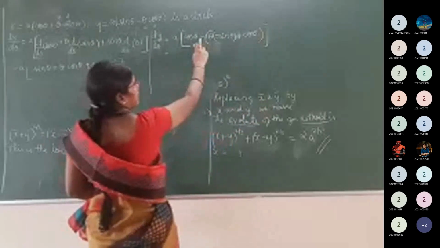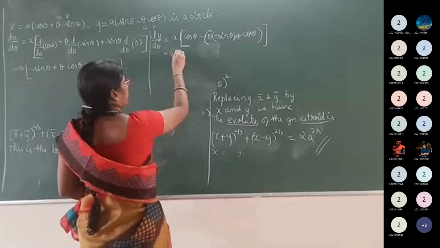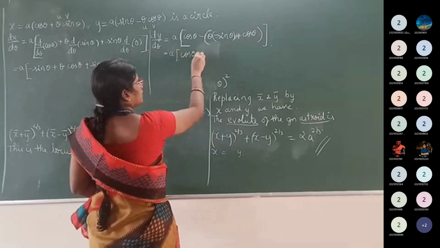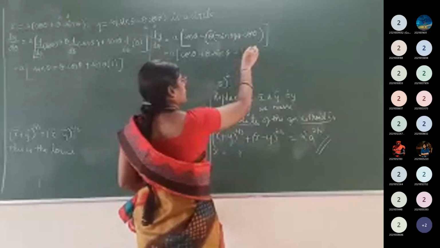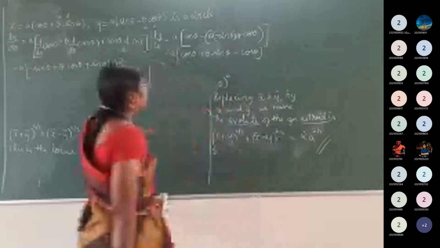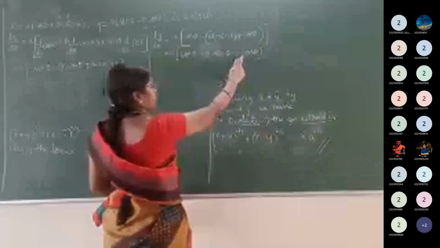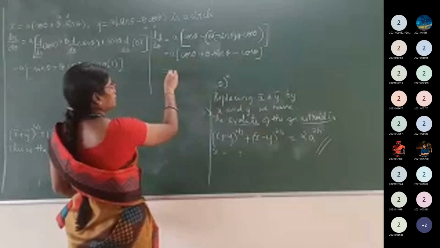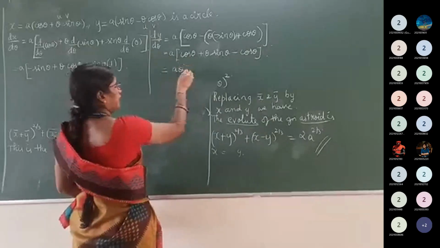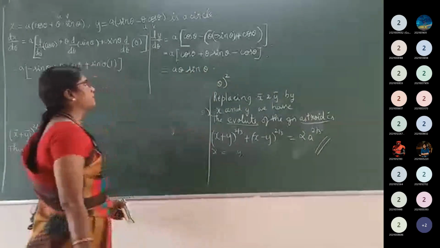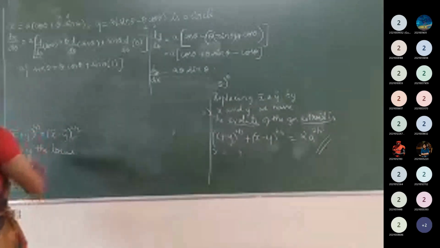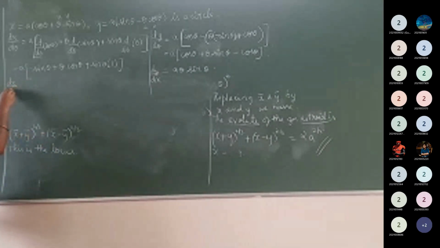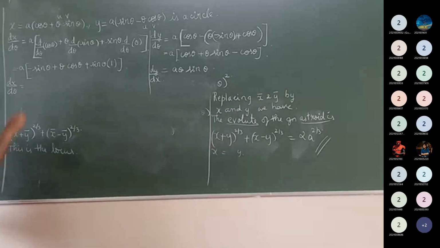So minus into minus becomes plus: a times cos theta plus theta sin theta, which will be minus cos theta. You can cancel this cos theta and minus cos theta, so left over with a theta sin theta. So this is your dy by d theta. Then dx by d theta is a theta cos theta.